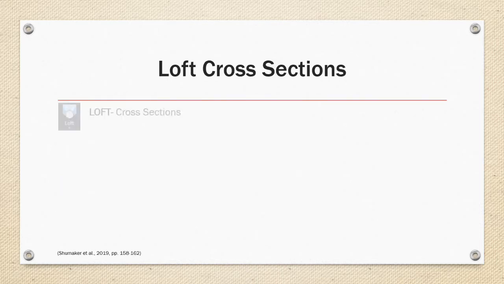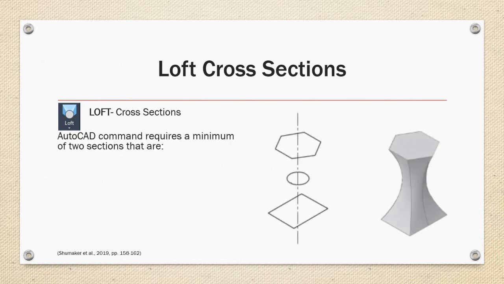Loft cross-sections. The foundation of the loft command in AutoCAD are cross-sections. The command has many options and the ability to add constraints to control the shape, but every loft requires a minimum of 2 sections that are first single entities. If you construct a section with multiple entities such as lines and arcs, they must be combined using the join command prior to executing the loft command. In the example on the right, both the hexagon and the rectangle are single entities, not line segments.